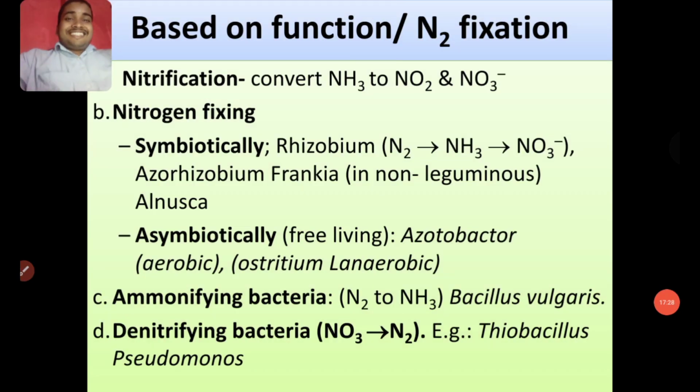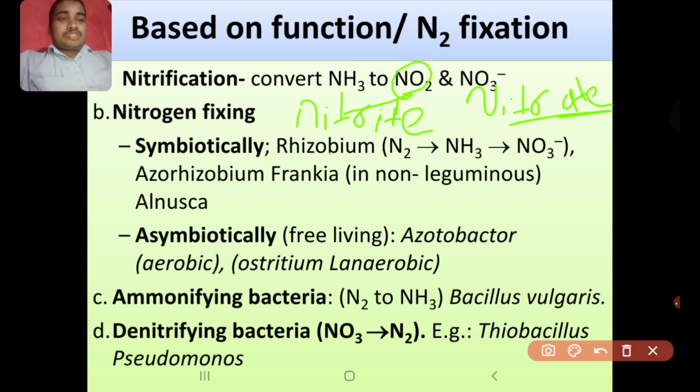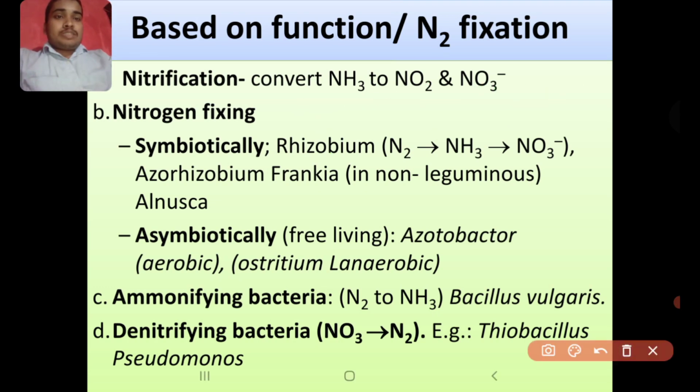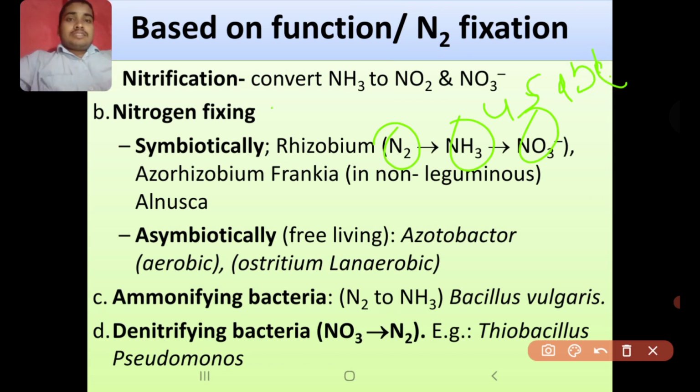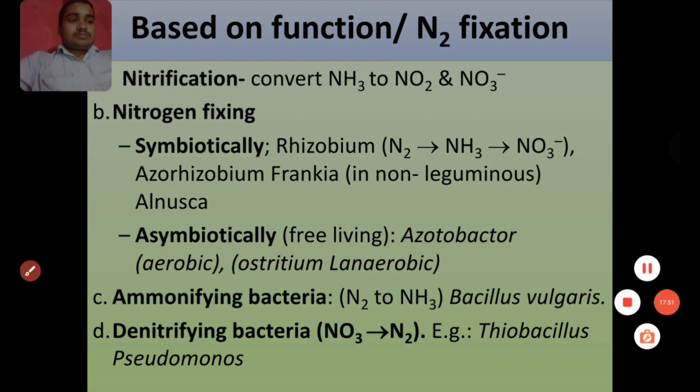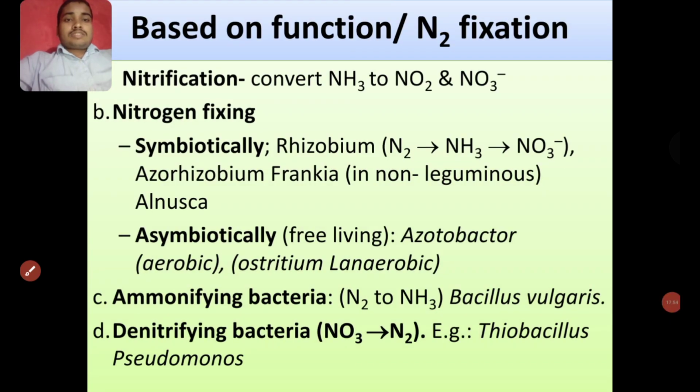Nitrogen fixing means converting free nitrogen into usable form. Usable form, mind it, that is the concept. Now, symbiotically, one example is rhizobium, which is present in leguminous plants.